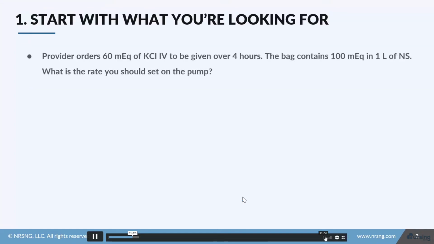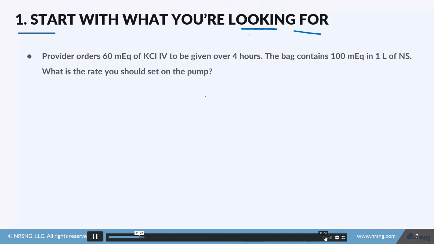So when you start dimensional analysis, you always want to start with what you're looking for and then build your equation from there. So let's read this problem. The provider orders 60 milliequivalents of potassium chloride IV to be given over 4 hours. The bag contains 100 milliequivalents in 1 liter of NS. What is the rate you should set on the pump?